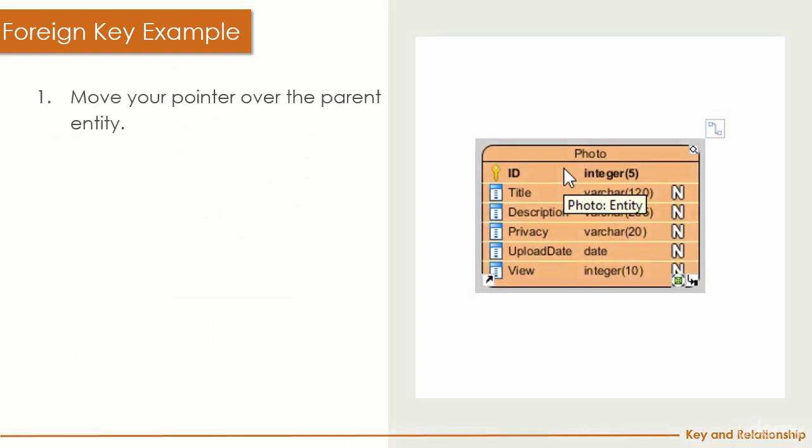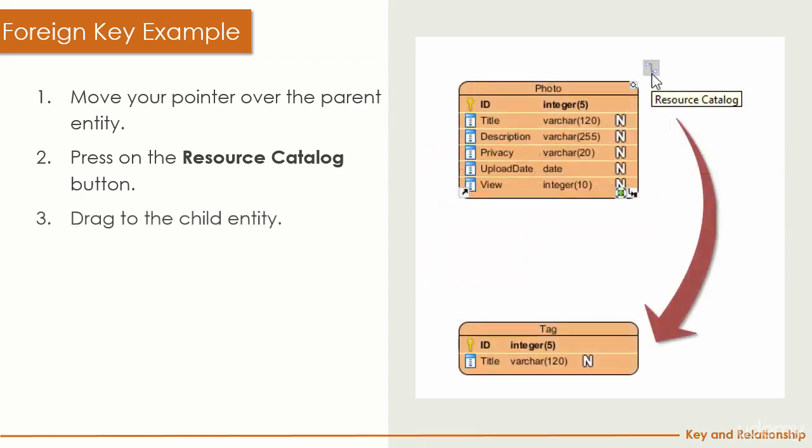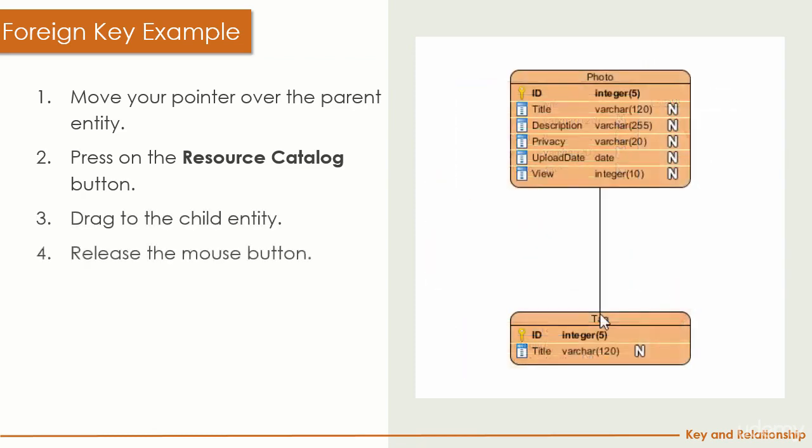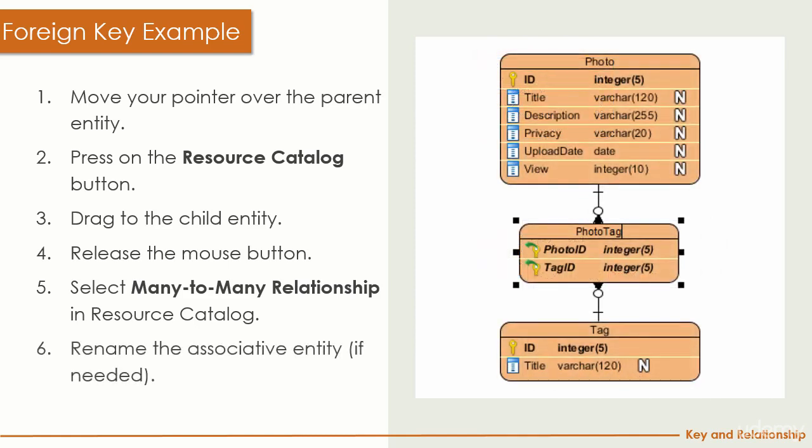Creating the many-to-many relationship is also similar to the one-to-many. Just go to the resource catalog and drag to the target table, select many-to-many, and then we will create the associative table for you. You don't need to do it yourself, you just name it. And then the relationship will be formed, so it's easy and straightforward.